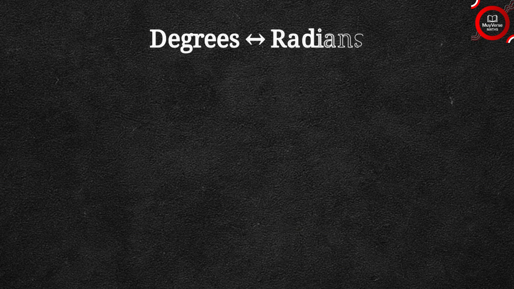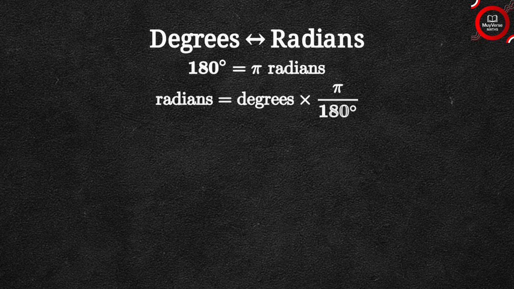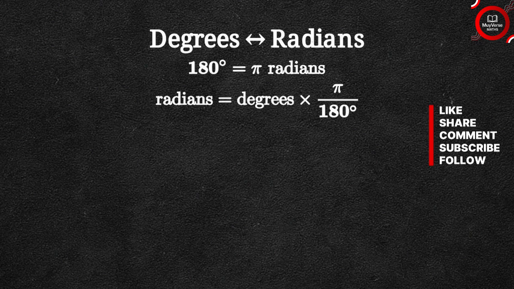Next, map between degrees and radians. We'll keep it simple, bold, and easy to scan. To convert degrees to radians, remember one core fact: a half circle is 180 degrees, which equals pi radians. So we multiply degrees by pi over 180.